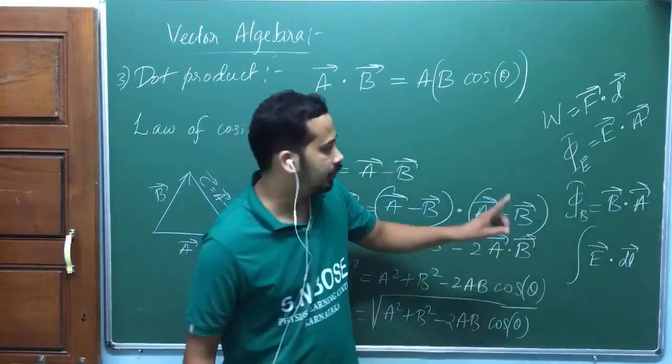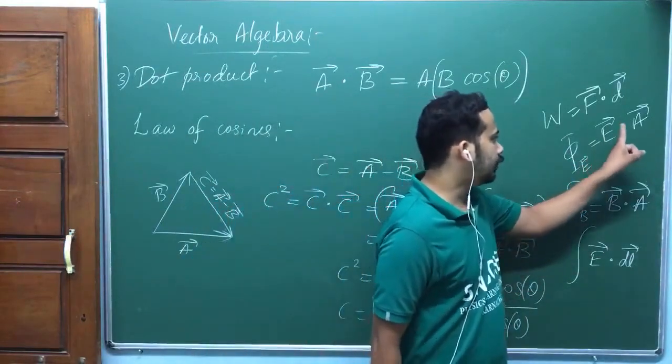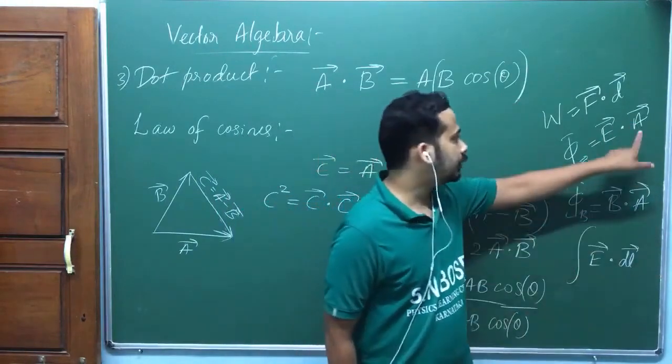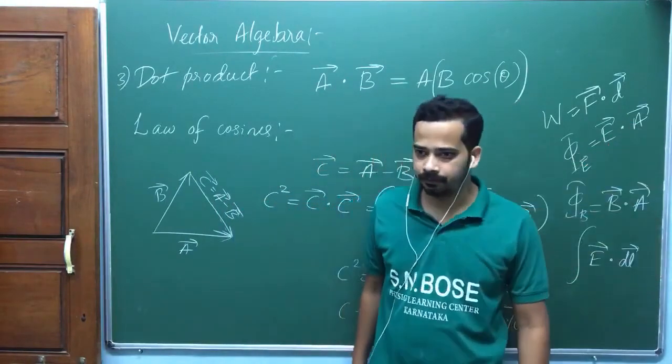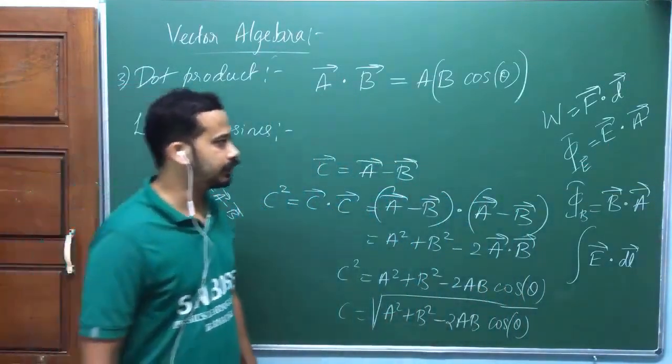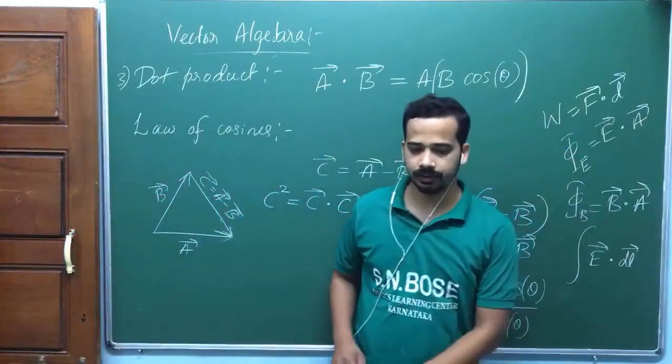So the flux of electric field, E dot A, is proportional to the number of field lines passing through the surface area A. We shall see that. Let me do this interpretation later.